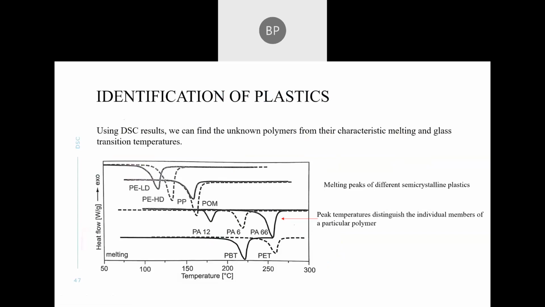Identification of plastics. One of the most widely used applications of DSC is in identifying plastics. Even if the plastic is composed of the same monomer, there are different families for the same monomer, such as PE low density, PE high density, and also PA12, PA6, PA66. Since these have the same monomers, most of the properties will be the same. But one property that distinguishes them is the melting temperature. So if you can calculate the melting peak temperature of the polymer or plastic sample, then we can distinguish polymers even of the same family. Next.